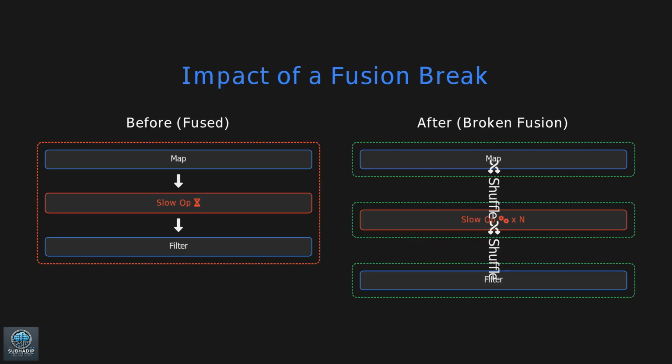So let's see the impact. Before the break, the map, the slow operation, and the filter are all stuck together in one stage. The slow op creates a bottleneck. After we add a reshuffle, the map runs as its own stage. Then the data is shuffled. Now the slow operation can run as a separate stage, and Dataflow can scale it out across many workers to process the data in parallel, dramatically improving throughput.